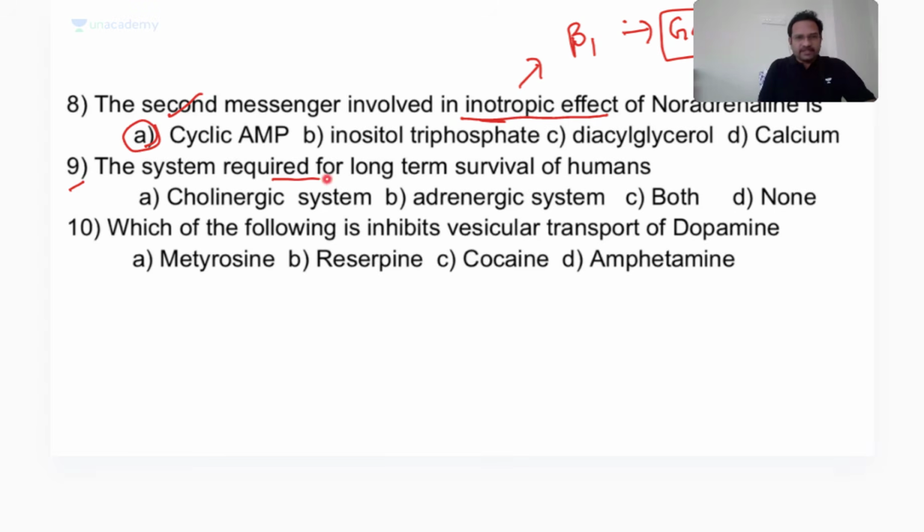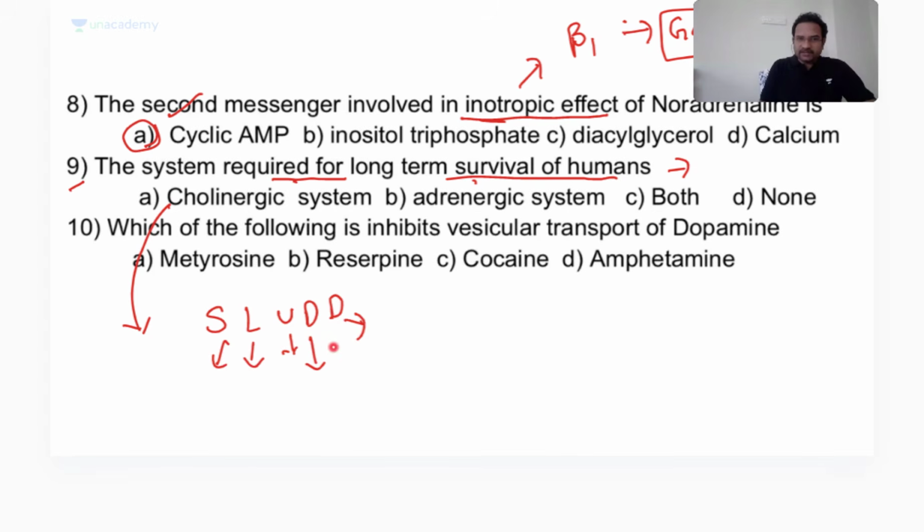The next question, the system required for long-term survival of humans. See, this is there from intermediate in BPC, students will read this. We have two different systems, autonomic nervous systems, cholinergic and adrenergic. Now understand the responses. Cholinergic responses are considered as SLUDD: salivation, lacrimation, urination, digestion, defecation. Whereas adrenergic system responses are known as fight or flight responses.